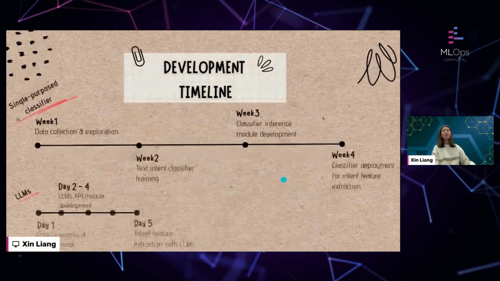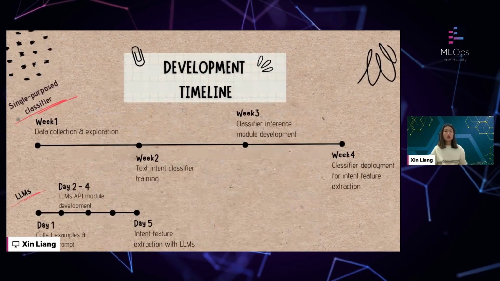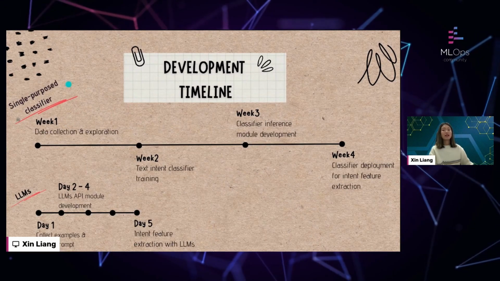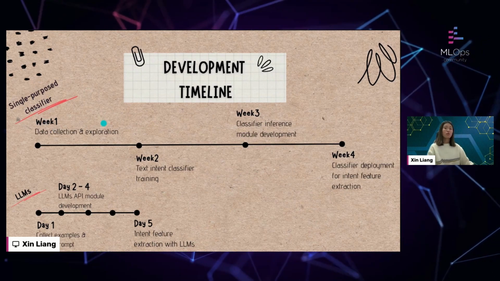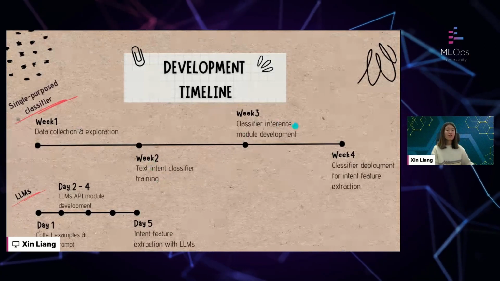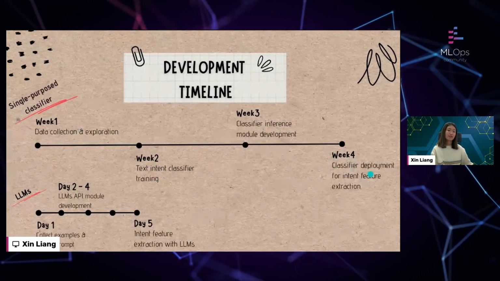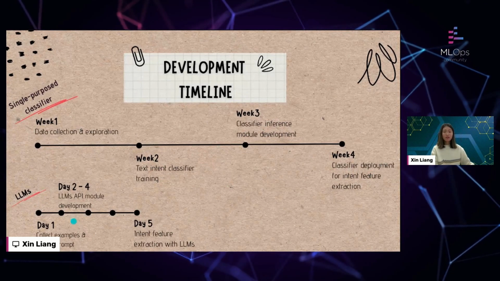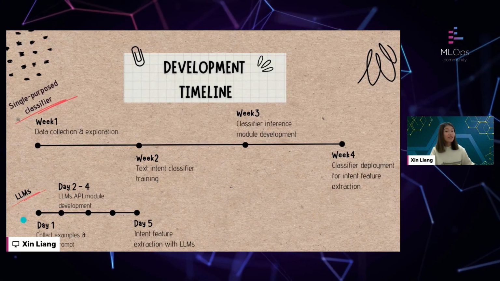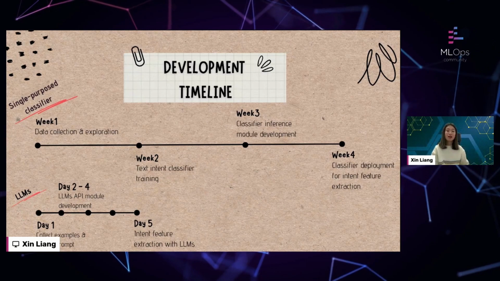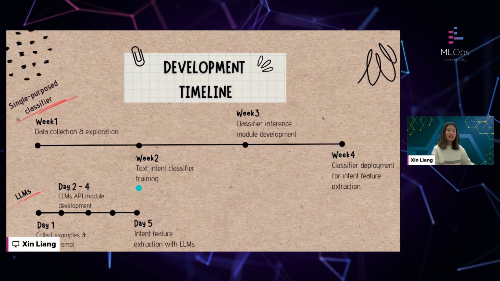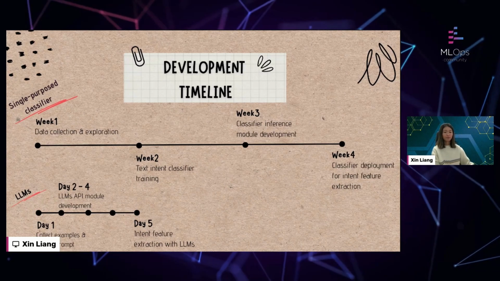So in terms of development timeline, these are the timelines for the two approaches in comparison. It took about 4 weeks for us to develop this single purpose classifier, including data collection, exploration, and then the intent classifier training, the inference module development, and then deploying the classifier. Well, it took about a week to achieve the same task using LLM's APIs, and it significantly shortened the development process and timeline, especially for straightforward tasks on text data, such as the intent classification in our use case.